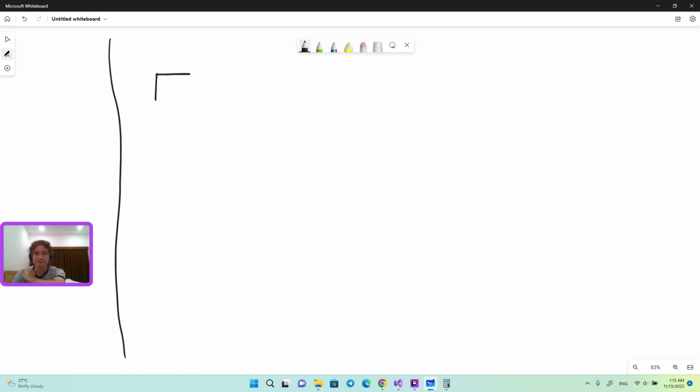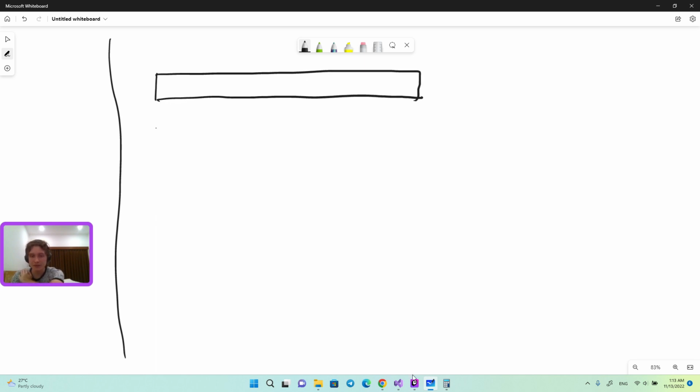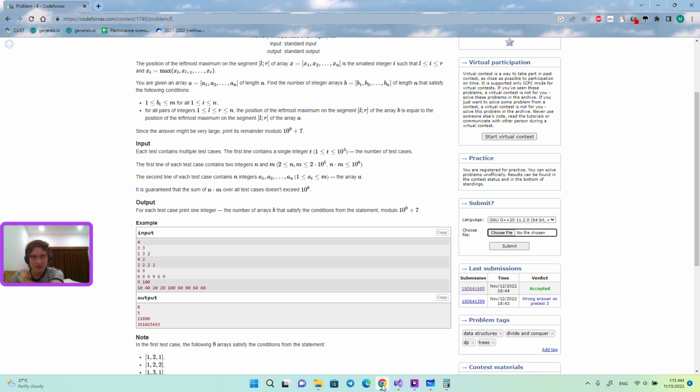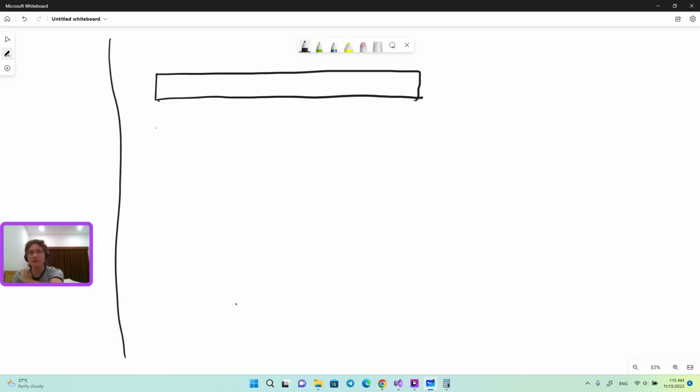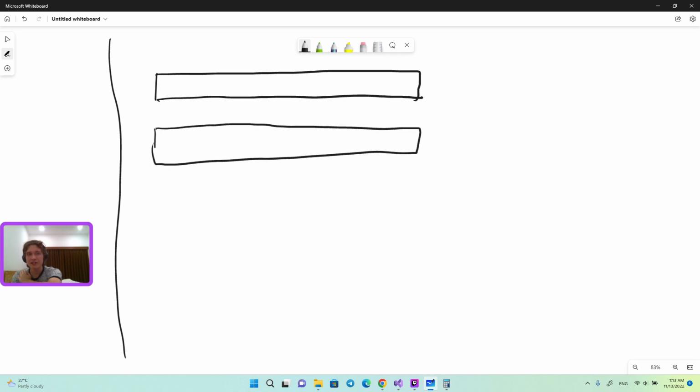So, first of all, we consider two arrays similar if for any two segments the leftmost maximum in this segment is on the same position as the leftmost maximum in this segment. So if they are on the same positions, then we're happy.